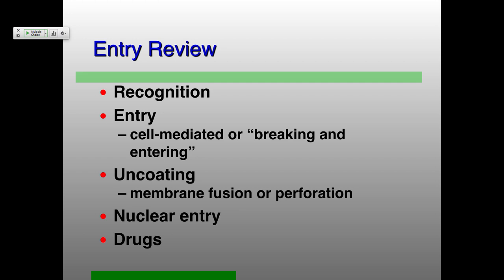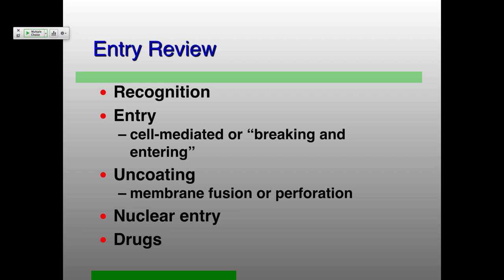We talked a little bit about nuclear entry, and again, these are all things that we'll come back to later on. You have to get into the nucleus, particularly if you're a DNA virus, because that's where all of the DNA replication machinery is. But it's also true for some RNA viruses, because as far as the RNA is concerned, you want to be in the nucleus as well, because that's where the vast majority, probably all, though people argue about it, of transcription is taking place. So that's where all the RNA functional machinery is for making more RNAs.